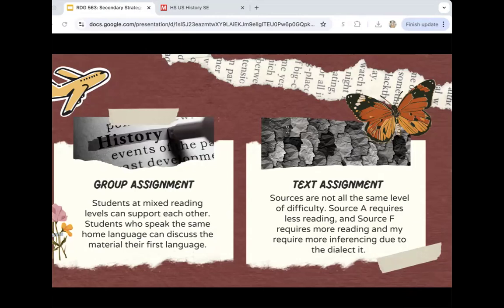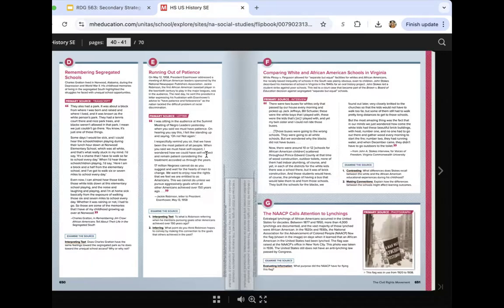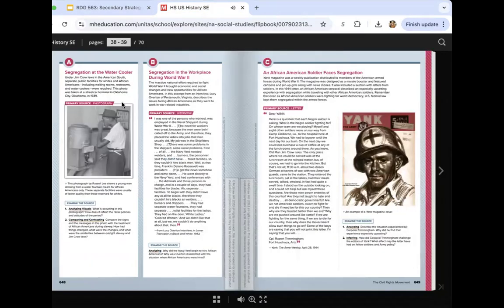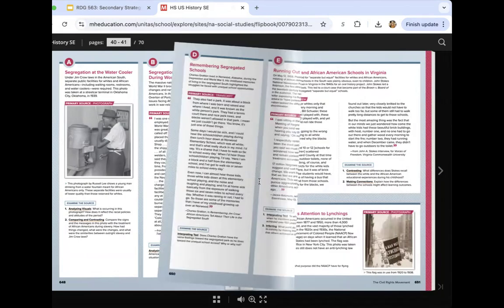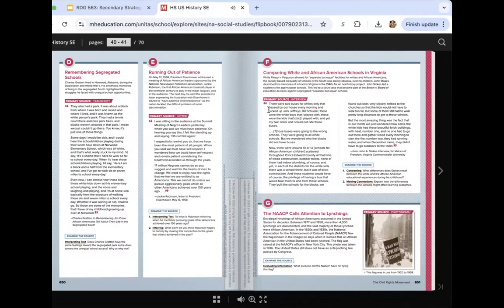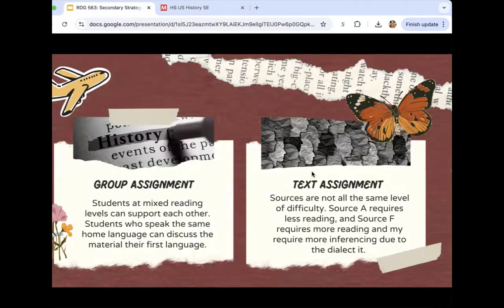The second way is through text assignment. So those 8 texts, those are 8 primary sources from the text are not all created the same. You notice that some of them have more images than others, and some are more difficult to understand. For example, primary source A is mostly a picture with very little writing. So this could be one that would be a little bit easier to access that content. Whereas on the other hand, F has a lot more text, and it's written in a dialect that may make it more difficult for students to understand, and may require some more inferencing. So F, for example, could be used to extend learning for students who need a little bit more of a challenge in class.